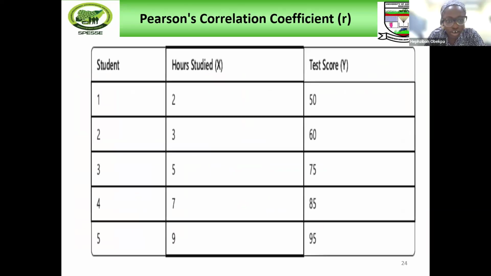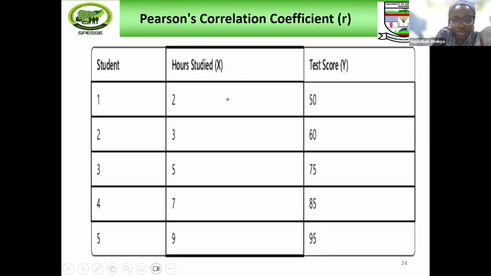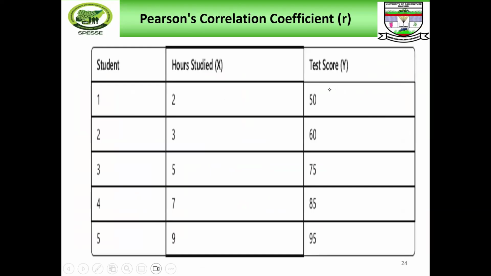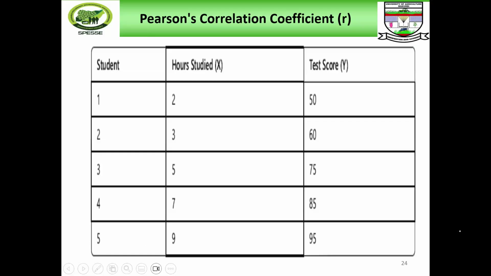Okay. For this first observation, these first students, are we following? Yes, ma'am. Beyond hours studied for these first students, there will be other factors that might affect test scores. But because they are not captured, there's an error term for the first student, an error term for the second student, an error term for the third student, an error term for the fourth student, an error term for the fifth student. Are we following? Yes, ma'am.